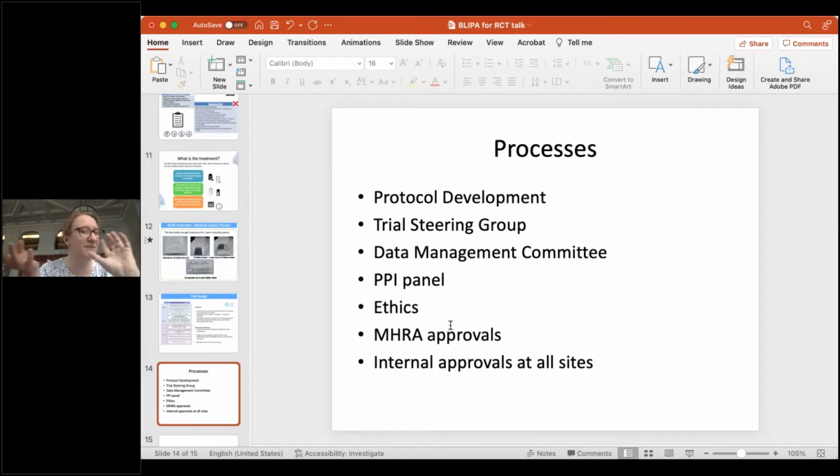So you might be doing the review of the data at some point, or you might be doing a specific bit of lab work that's taking samples from a bigger trial. But actually getting involved right from the beginning gives you a real insight into how a trial is set up, how one runs, how many people are involved, how much writing, how many meetings it takes.